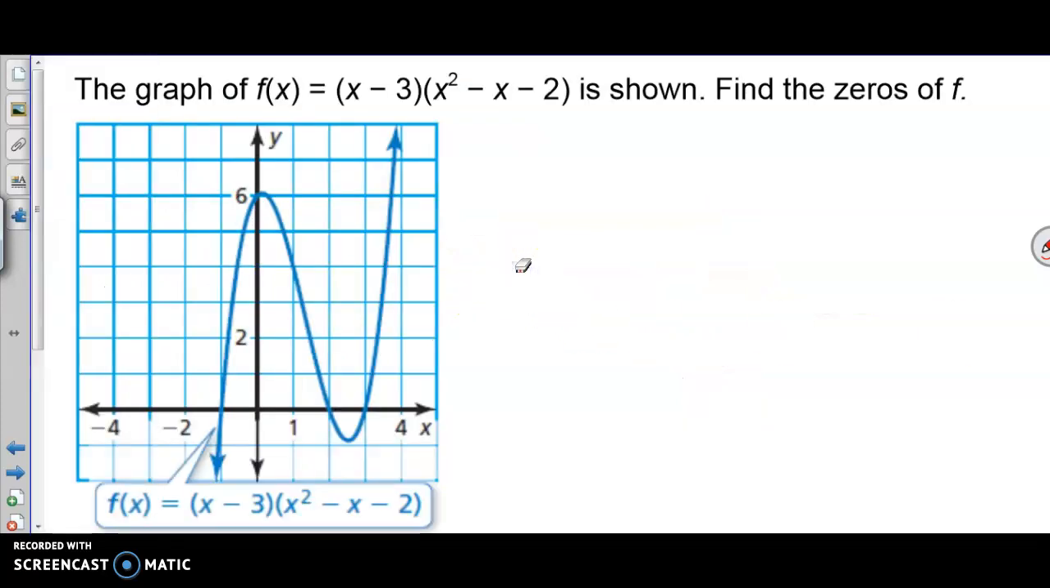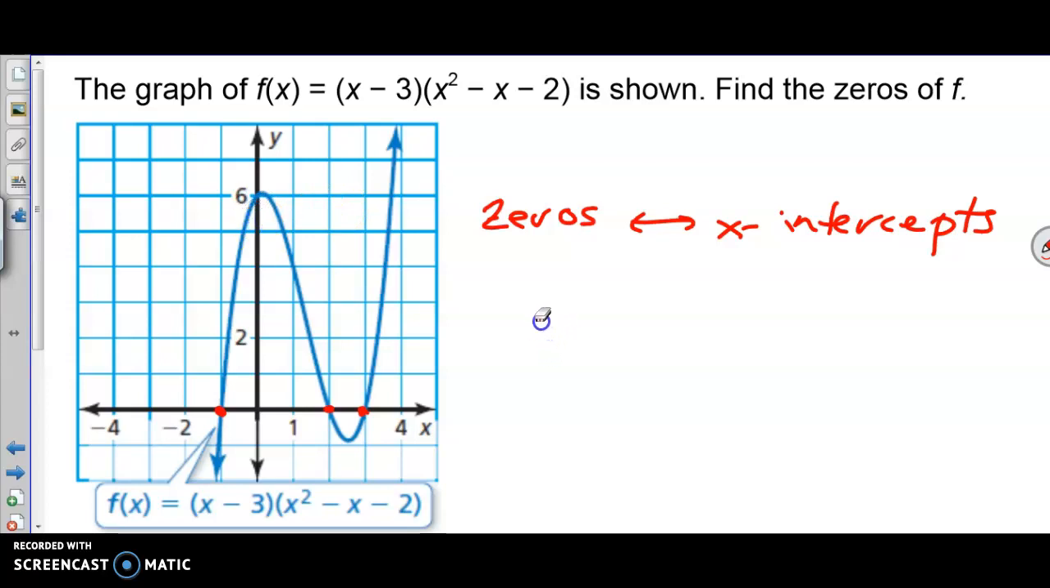Now, sometimes the graph is already given and you're asked to find the zeros. So the zeros, or the solutions, will be the same as the x-intercepts. So you don't really have to solve. Just look for those spots where your graph crosses the x-axis. Take note, I'm not counting this point up here because that's not on the x-axis. So the zeros here, or the solutions, will be, let's write that down, -1, 2, and 3. And you can verify that by also factoring the original function.